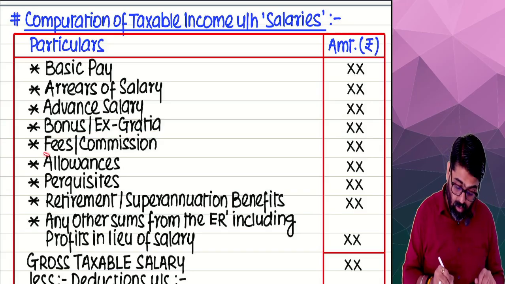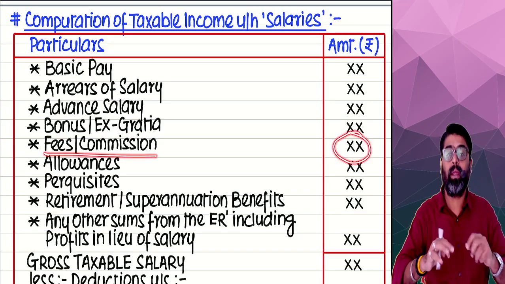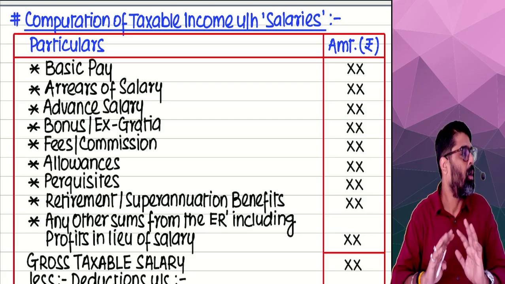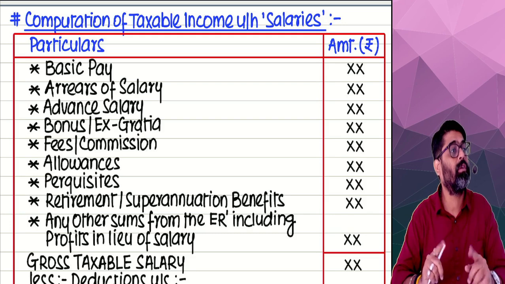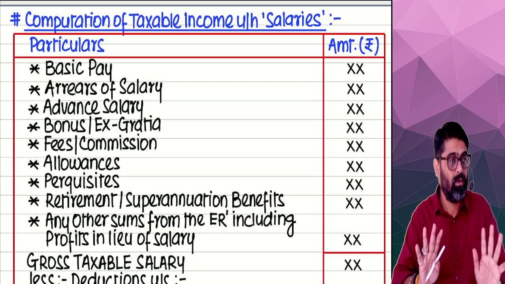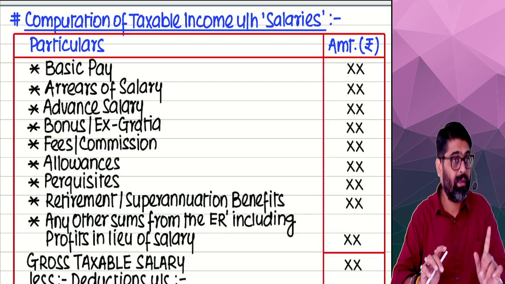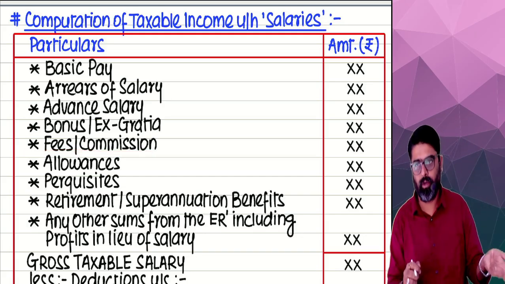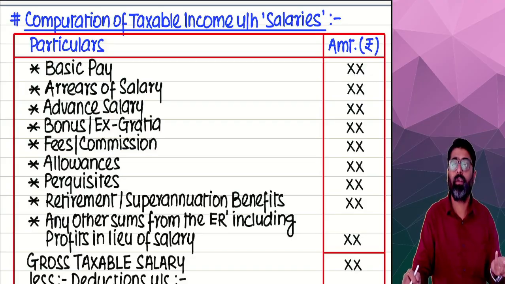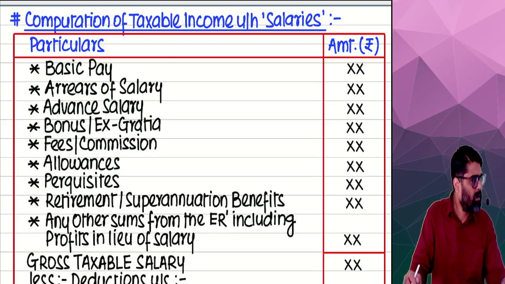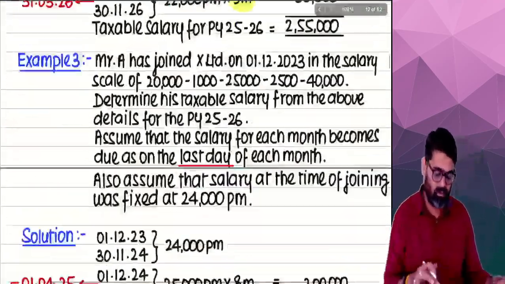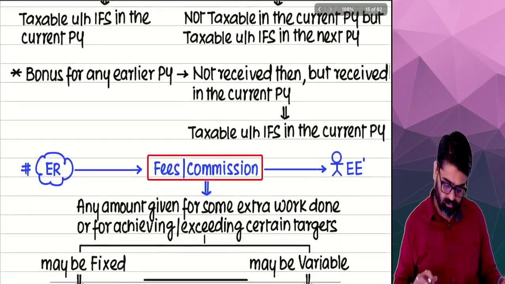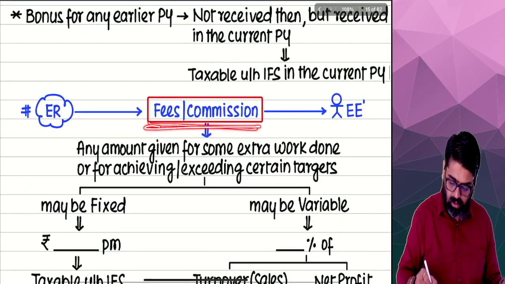Okay. Now, fees or commission will also be taxable, on due or receipt, whichever is earlier. All the salary is taxable on what basis? Due or receipt, whichever is earlier, except bonus. So whatever fees or commission becomes due in this year or is received in this year will be taxable in this year. What is fees? What is commission? Tell me. Fees or commission.